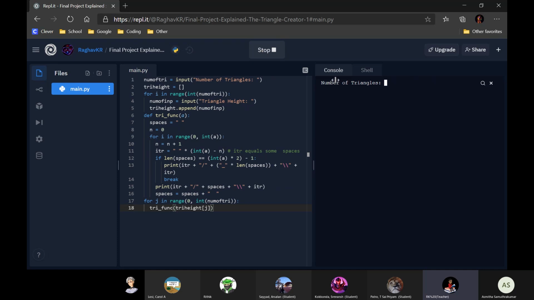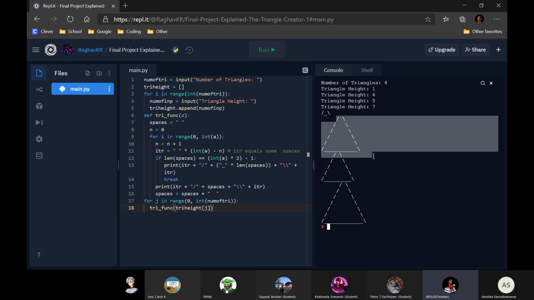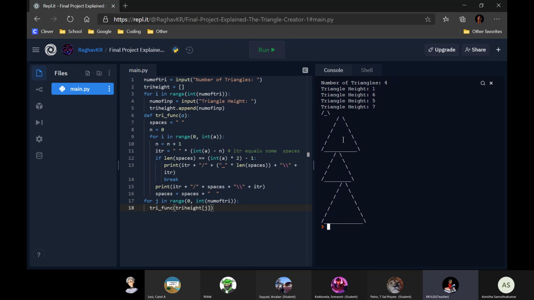Now let's see. So first it asks for the number of triangles. Let's do 4 triangles. So triangle height, 1. So the first triangle will have a height of 1, then 6 maybe, 5, and 7. So the first triangle has a height of 1, then it has a height of 6. 1, 2, 3, 4, 5, 6. Then a height of 5 and 7.